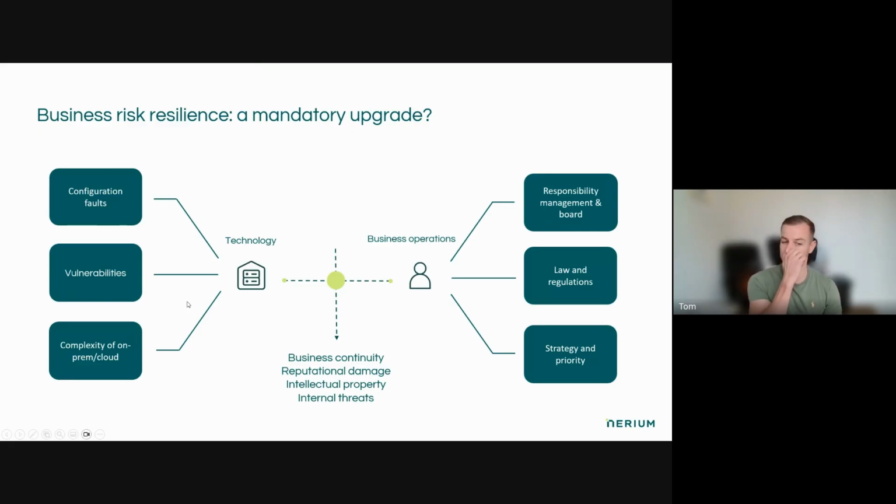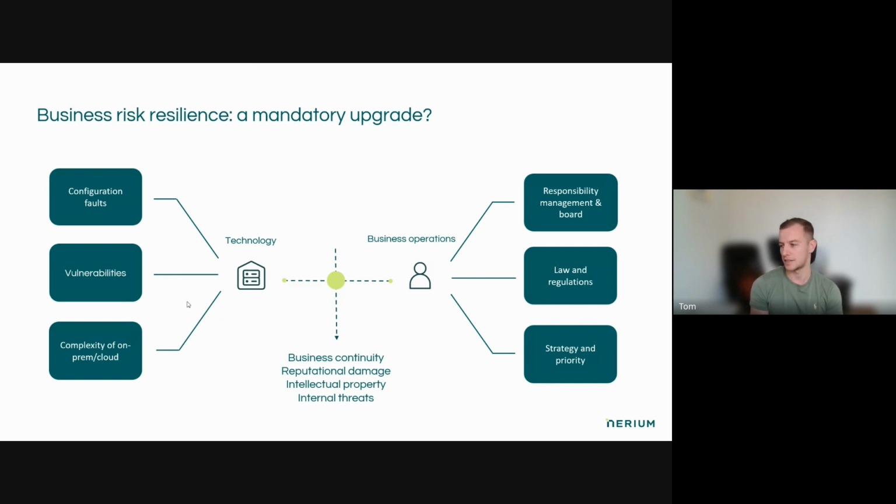Right. So let me go to the next slide then for my presentation. This is a slide I usually use for these type of questions. This depicts how a company is set up in terms of its difficulties in technology, but also in business operations. So on the left side, you see the technology side of things. Once you have a lot of technology and a large technology stack in your company, there are bound to be some configuration faults and vulnerabilities that pop up now and then. But also the complexity of on-prem and cloud and hybrid is more and more becoming a factor in cybersecurity.